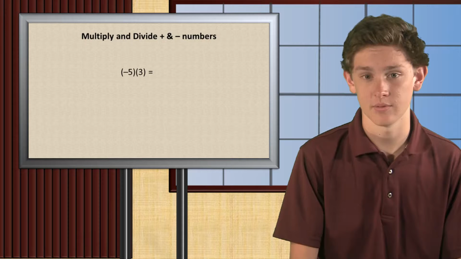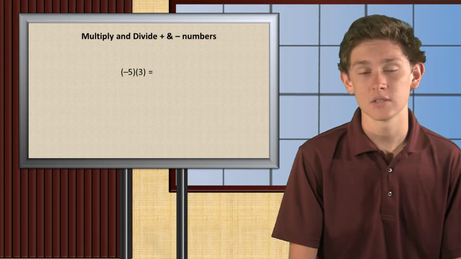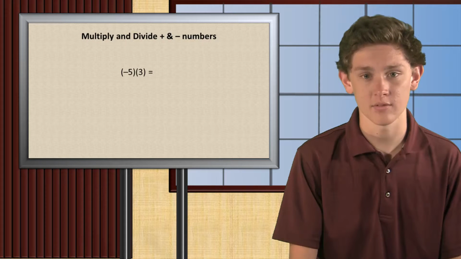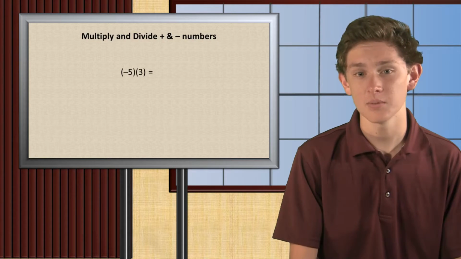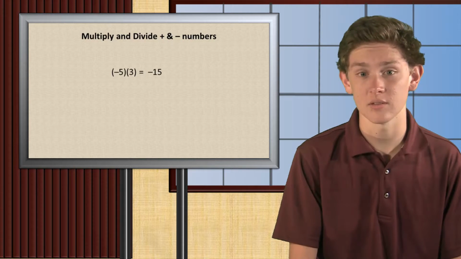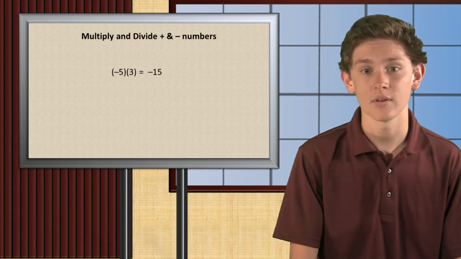-5 times 3. Since there's one negative sign in this multiplication, the answer is going to be negative. And since 5 times 3 equals 15, the answer is going to be -15. Now, next problem.